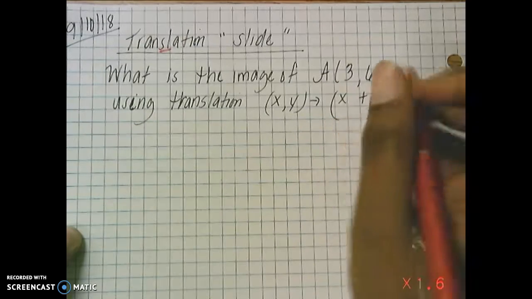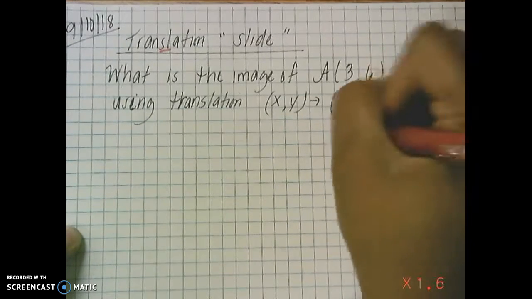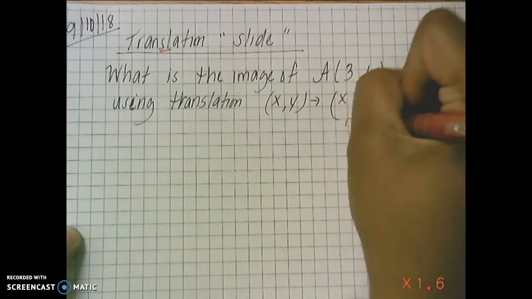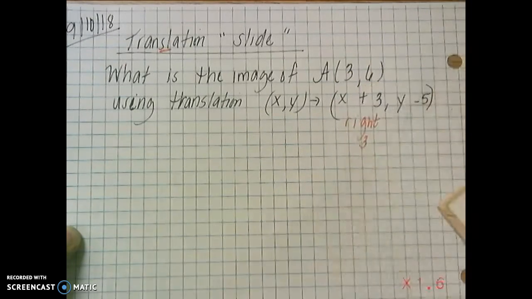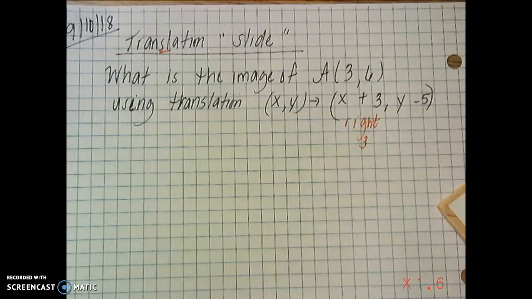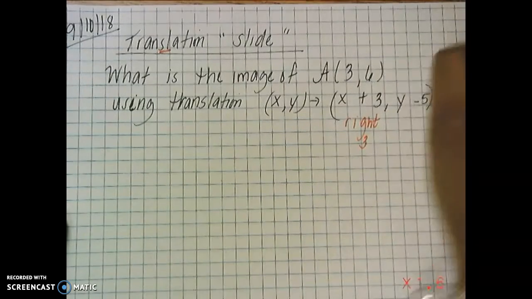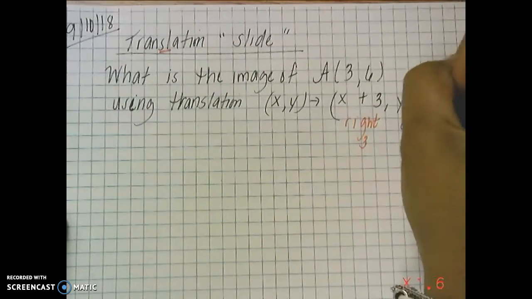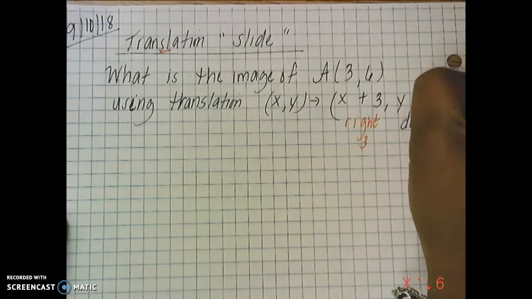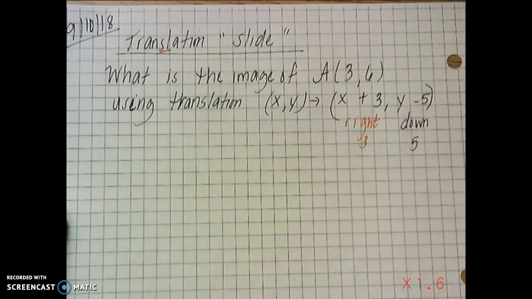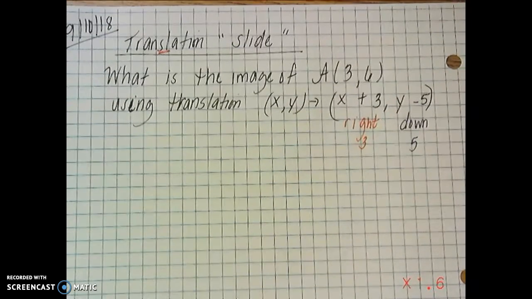If I'm going to move 3 on the x-axis, what's going to happen is I'm going to go to the right 3 units because it's a plus 3. As far as the y value goes, that's up or down. Given that we have a minus 5, that means that the image of A is going to move down 5. So give me 1 second and I'm going to create a grid really quickly.